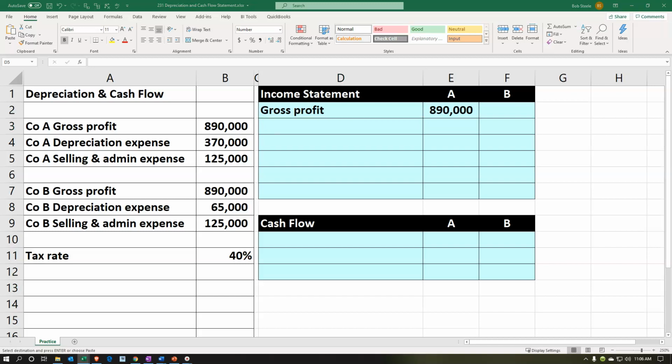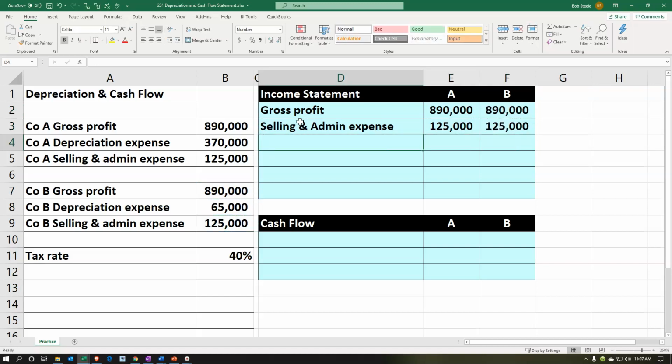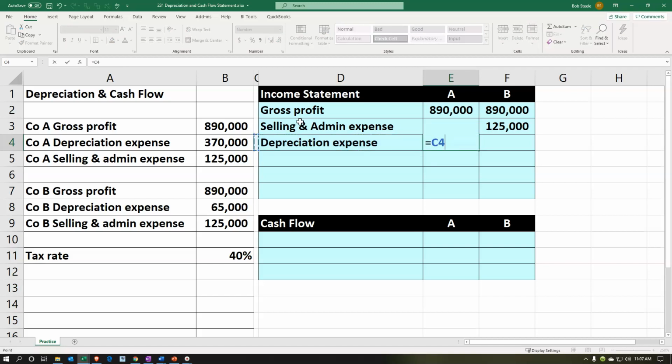So next I'm going to pick up the selling and admin. I'm going to say this is going to be equal to the 125. I'm going to do the same thing for B here. So for B, this is going to be equal to the gross profit of 890 as well. Selling and admin has the same 125. And then the differentiation factor here is the depreciation expense, which is going to be equal to, for A, this 370,000. And then for B, it's going to be equal to the 65,000.